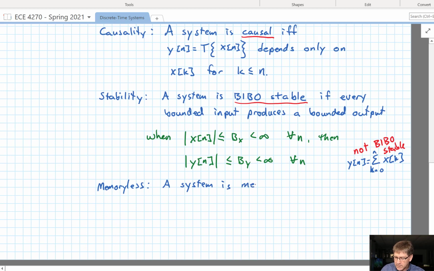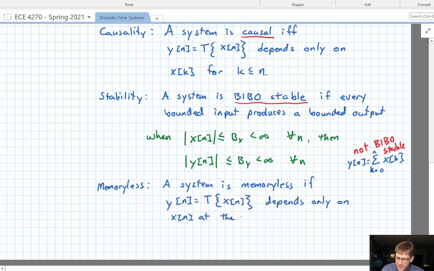So a system is memoryless if y[n], which is defined as the system operating on x[n], depends only on x[n] at the same value of n.